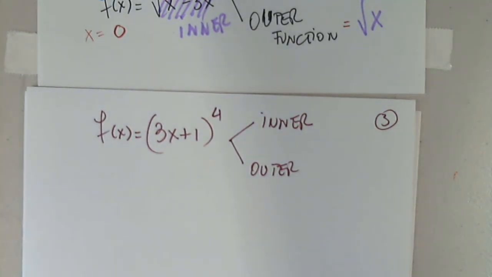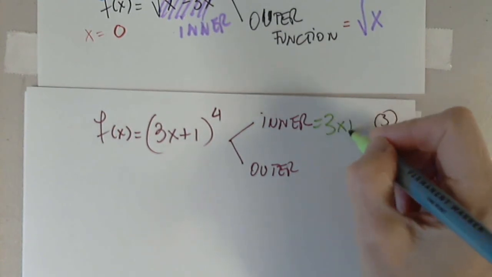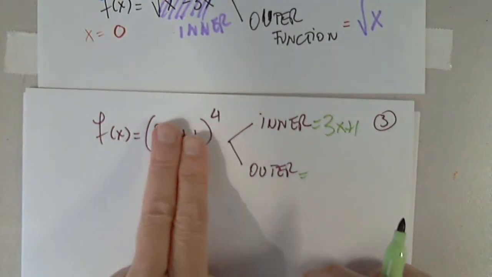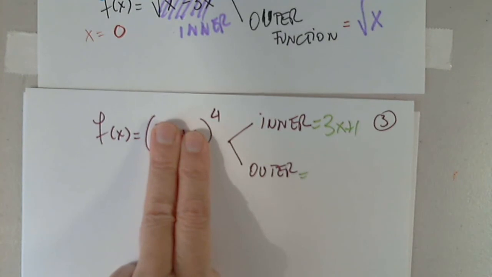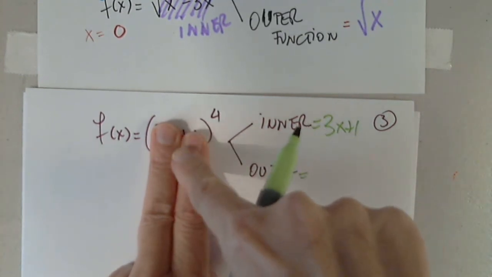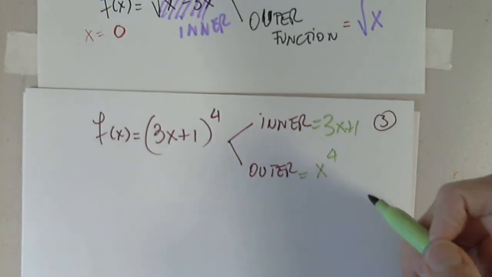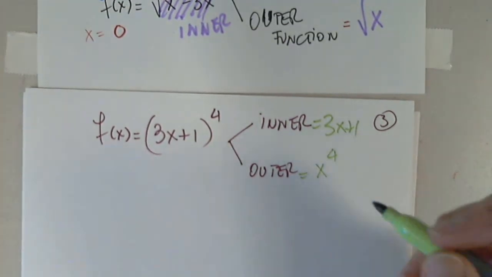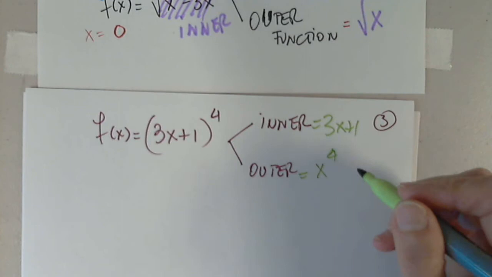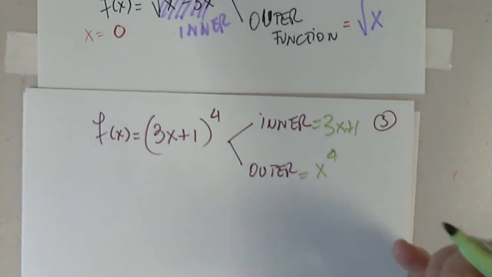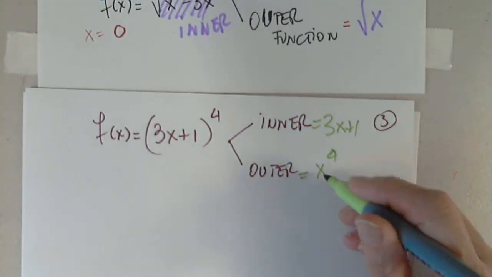Would the inner be 3x plus 1? Excellent. And what will be the outer? When I get one number here, what function do I apply to this number? To the power of 4? X to the 4th power. Exactly. That's the function. I have to say x to the power 4, because the power 4 alone doesn't mean anything. I have to say the function is x to the 4th.